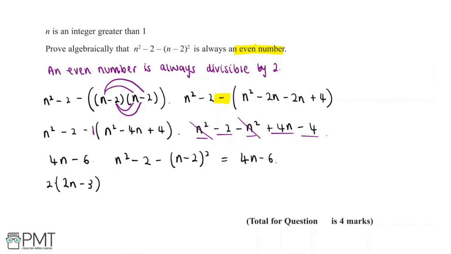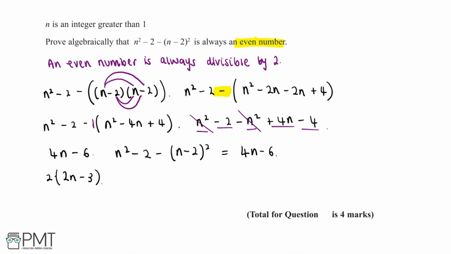But we're not quite done, because we need to have a statement at the end of our working which clearly shows this. So we can say that n squared minus 2 minus (n minus 2) all squared equals 2 multiplied by (2n minus 3). 2 multiplied by (2n minus 3) is a multiple of 2, and therefore n squared minus 2 minus (n minus 2) all squared is always an even number.